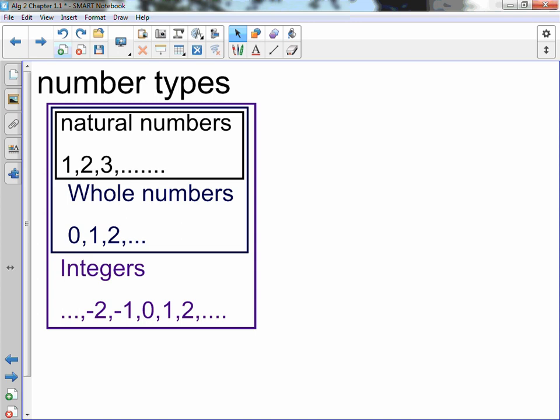Now, the way this works out is that a natural number is a whole number. So a natural number can be a whole number, can be an integer. Because 1 is an integer, yes. It's also a whole number, and it's also a natural number, yes. Negative 2, is that a whole number? No, but it is an integer, yes. So the natural numbers are a subset of the whole numbers, which are a subset of the integers.